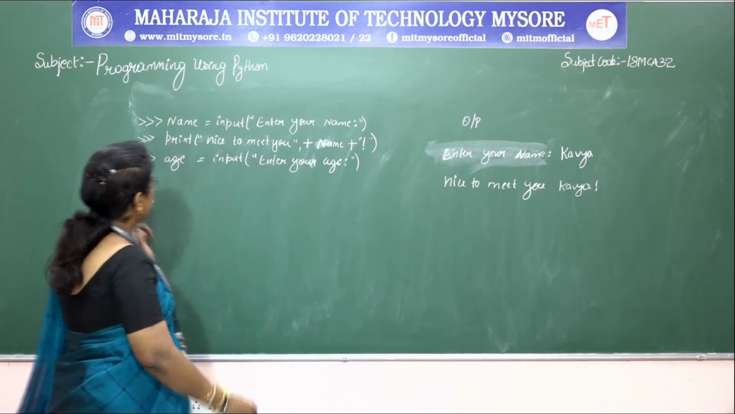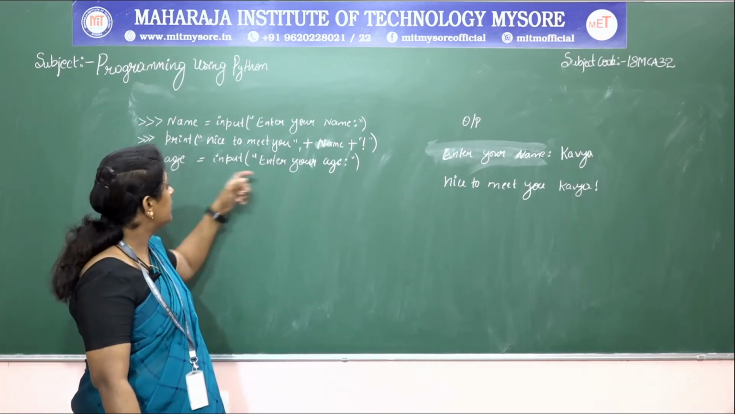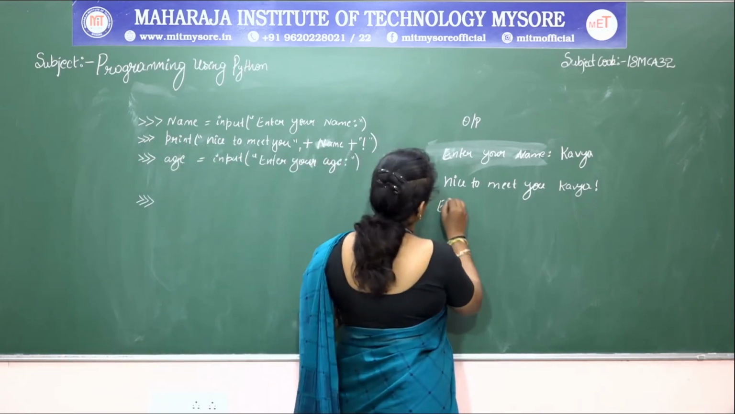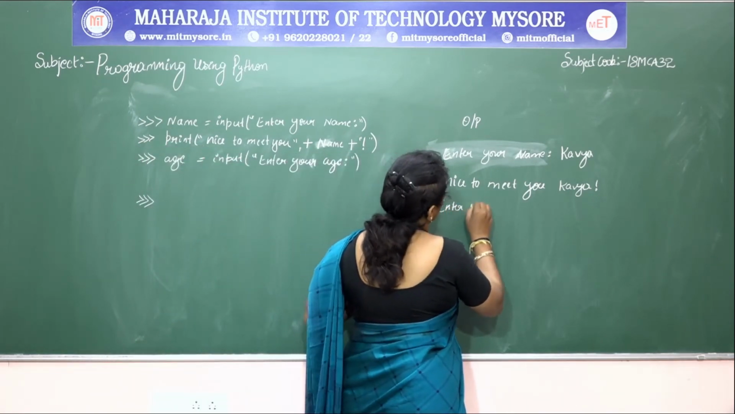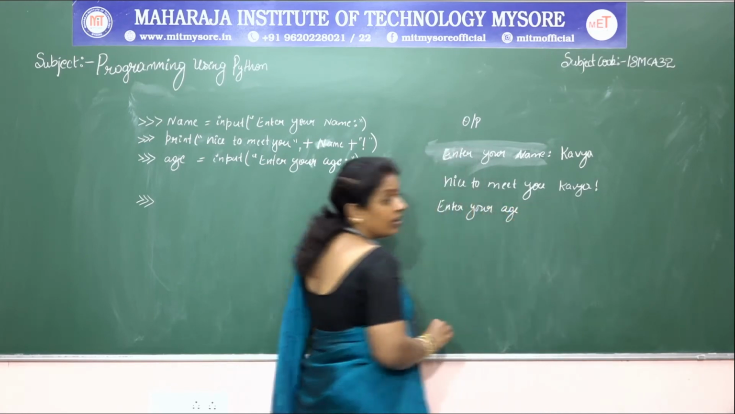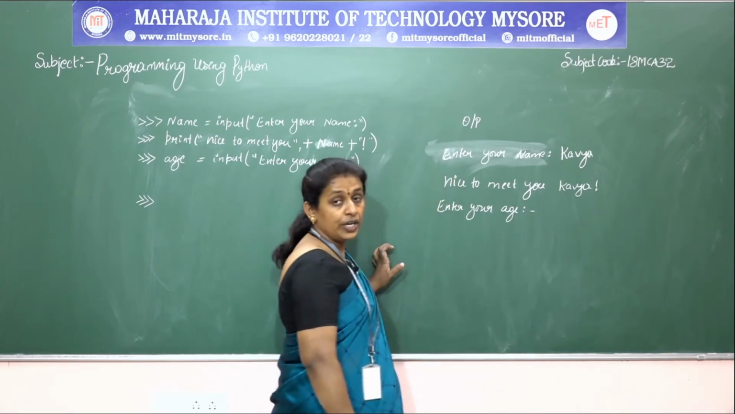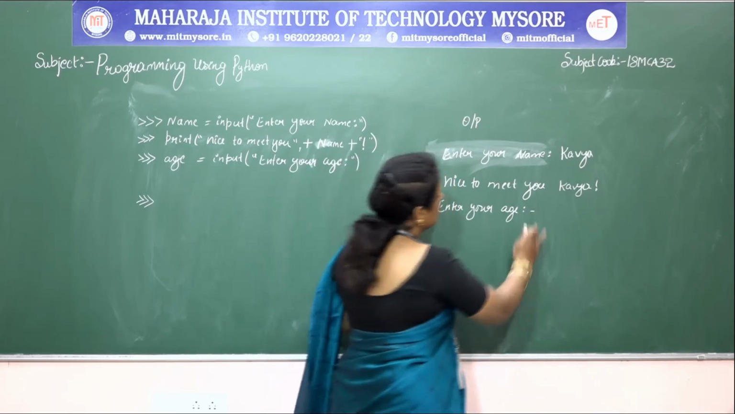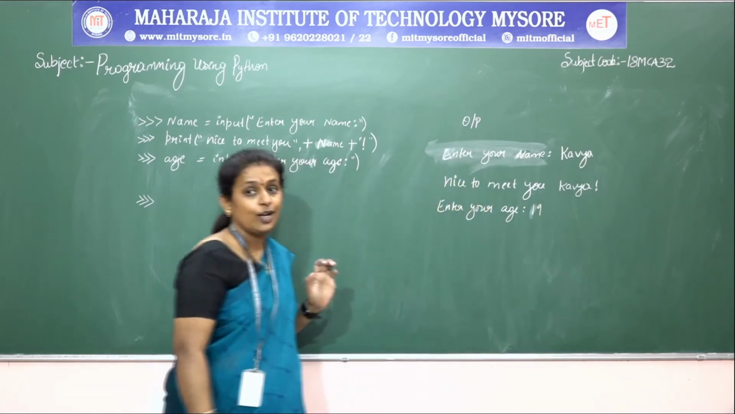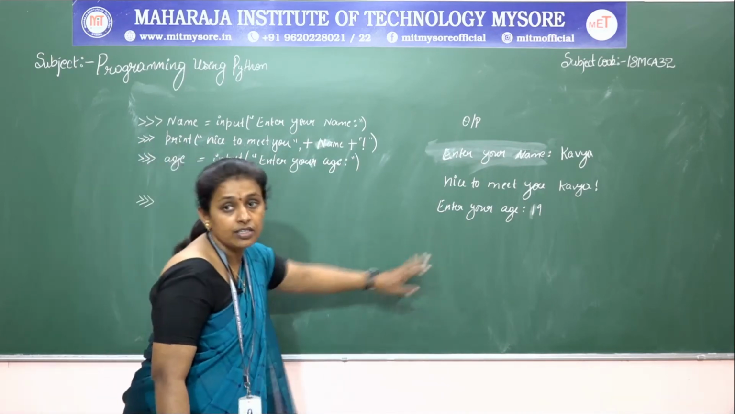Okay, after that the third statement will be executed, that is input, enter your age. So the cursor will be pointing here, and I need to enter a value for the age. Assuming that I am giving the value as 19. Okay, so till now we have executed.